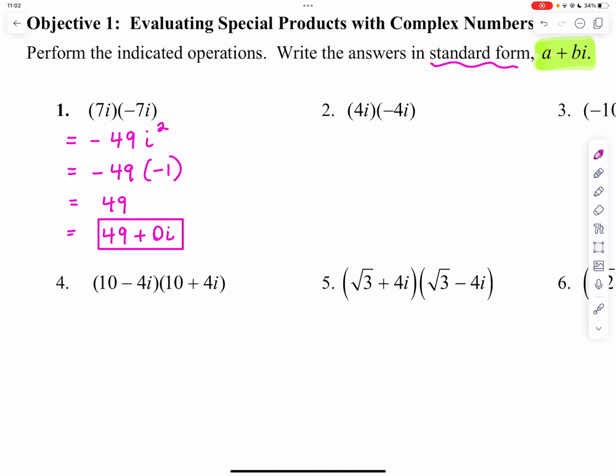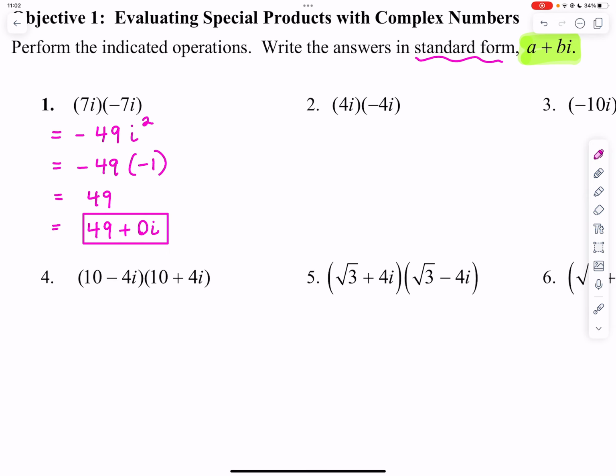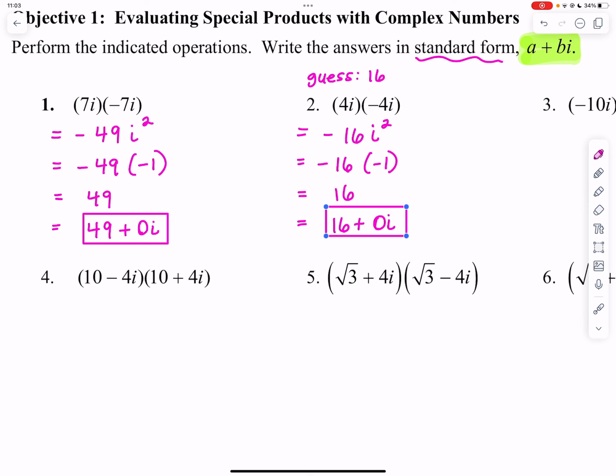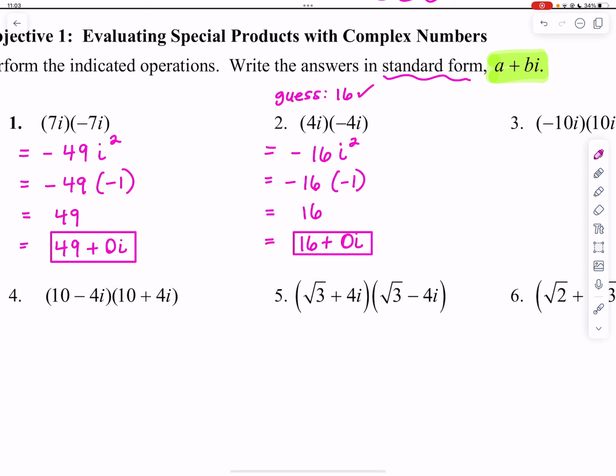So we are looking for a pattern. Your guess here, what would your guess be? Yes, it is a positive 16. That's our guess. So let's go ahead and check that out. We'll take the negative, the 4 times the 4, and the i times the i. We have a negative 16 multiplied by a negative 1, and we have a positive 16, which is 16 plus 0i. Yes, and our guess was correct.